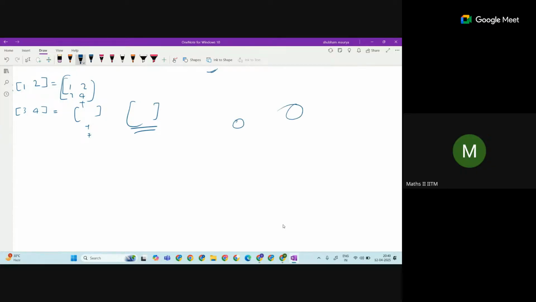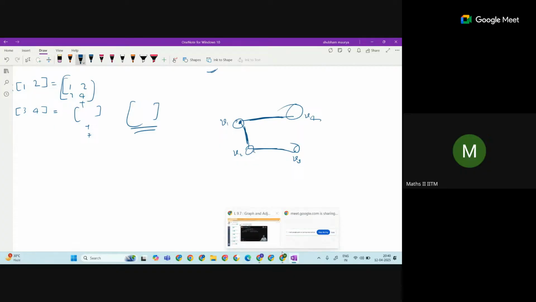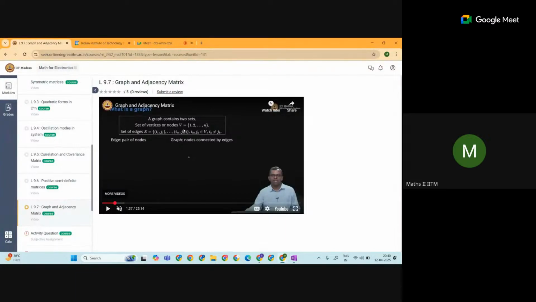Suppose you have this. Here this is vertex v1, this is vertex v2, v3, this is v4, and these are the edges. If you write it in the definition form, how it is written here is I1, I1, J1.